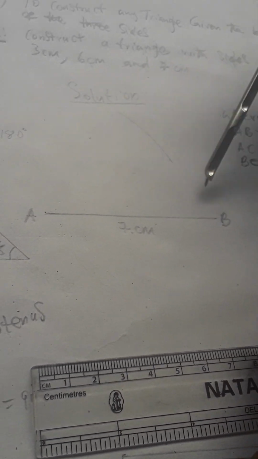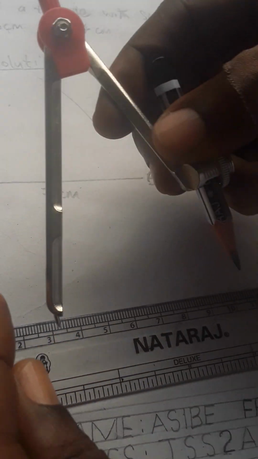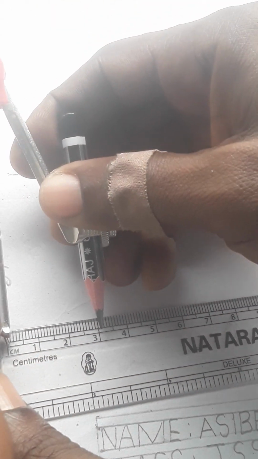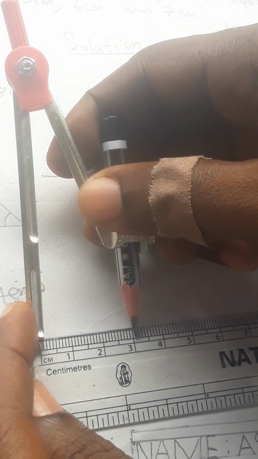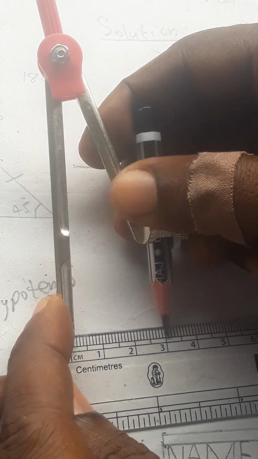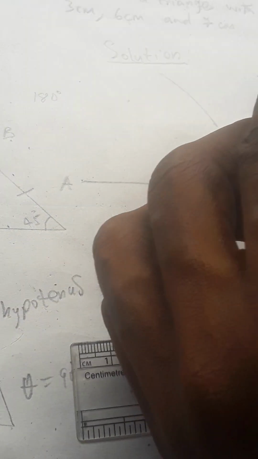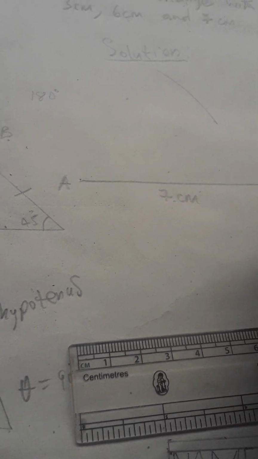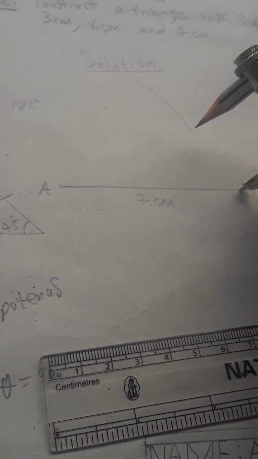So BC should be around this area. Our BC here is 3 cm. So you measure 3 cm. This is 3 cm. I hope you're seeing it now. Measuring from 3 cm, you center at point B. This is point B. Center at point B.